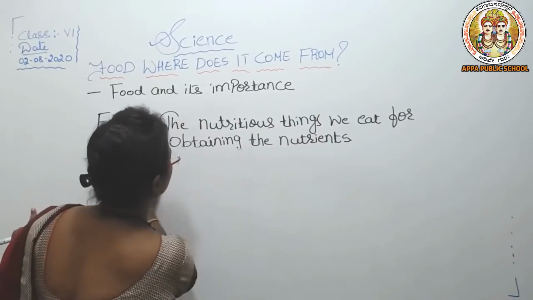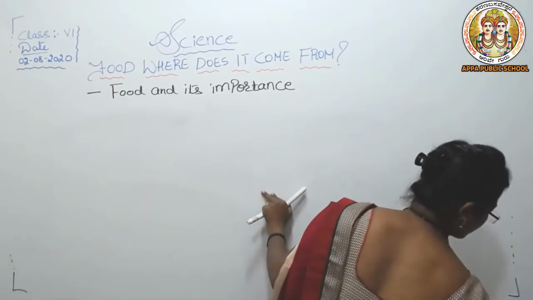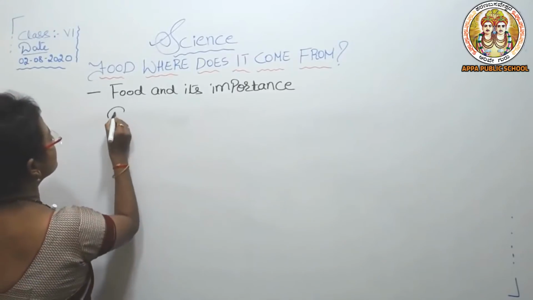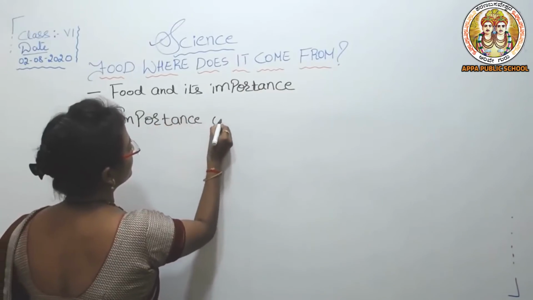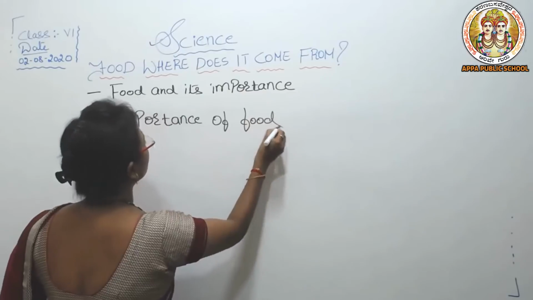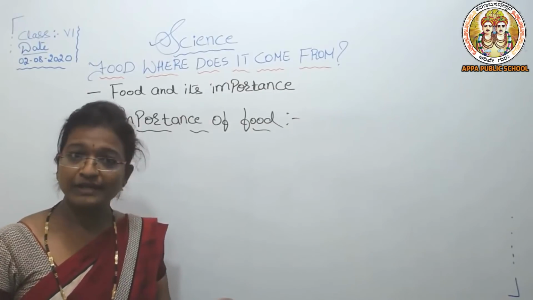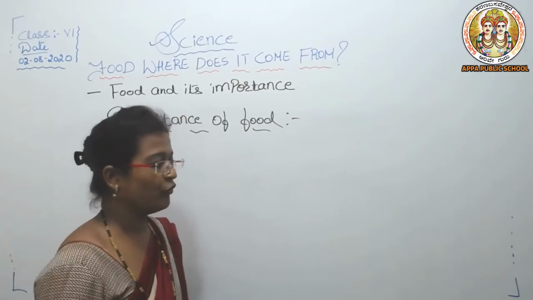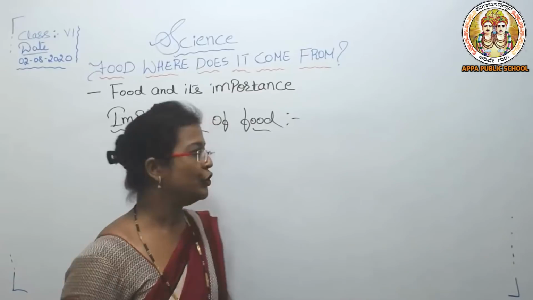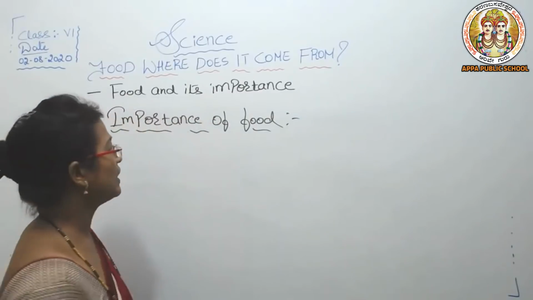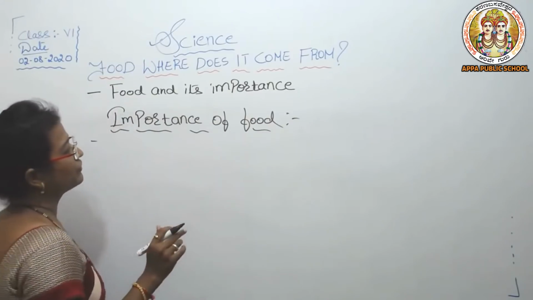So next, importance of food. What is the importance of food? Why do we need food? We need food to do work, to get energy. See, if I want to move from one place to another place, can I move without energy? No, I need energy to move from one place to another place. Even to do work also, we need energy.